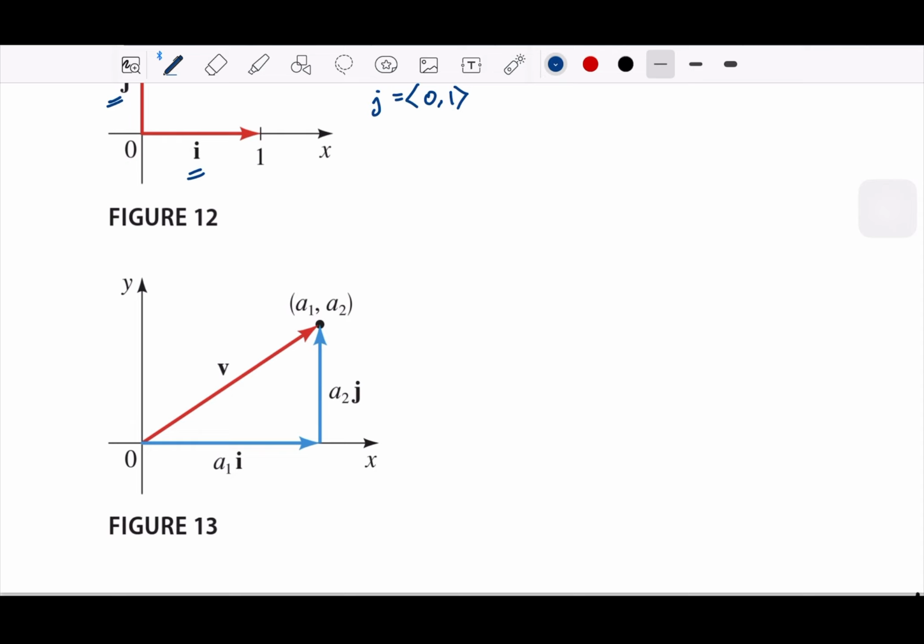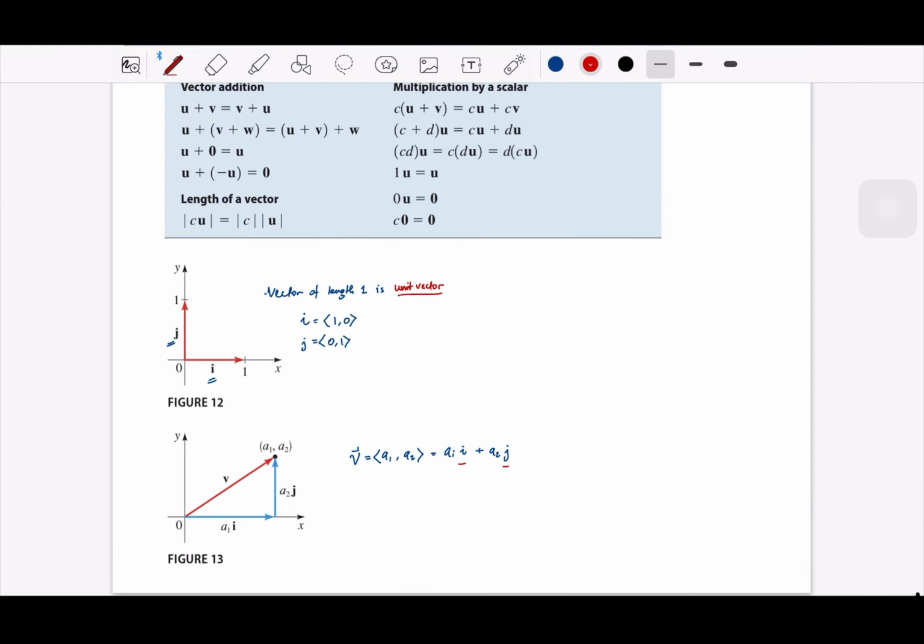So if we write in terms of i and j, we could write the vector v equal to this. We write in terms of i, j like that. So that is the unit vector.